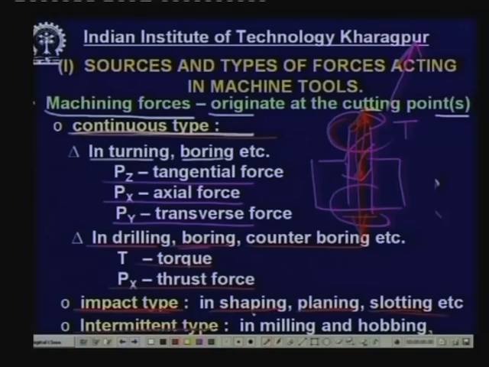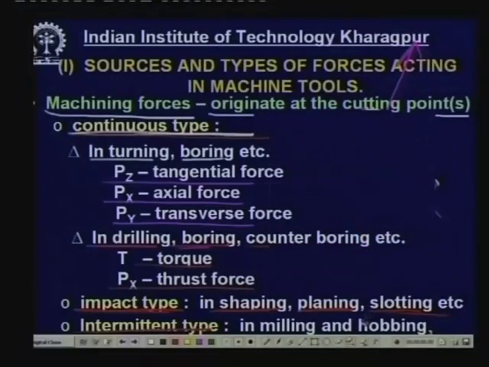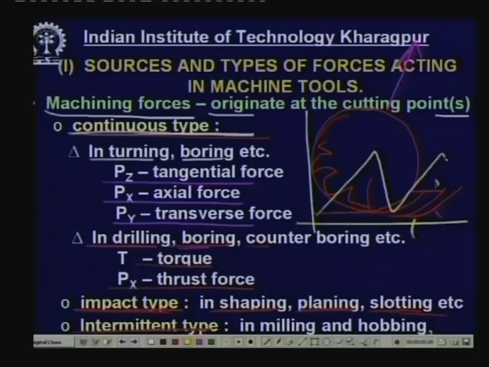Now, the intermittent type, as in milling. Suppose this is the milling cutter, which has a number of cutting edges, and this is the workpiece. So, it goes like this, chips are removed layer by layer. As a result, the cutting force fluctuates with time. This is the force. So, due to intermittent cutting, a dynamic or fluctuating force develops, for example, in milling, hobbing and similar processes. So, these three conditions have to be remembered.